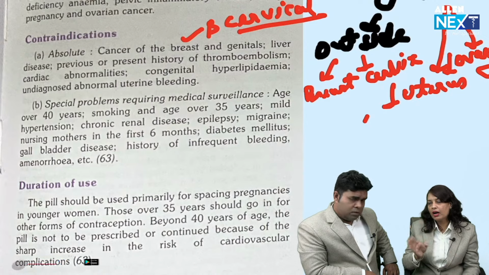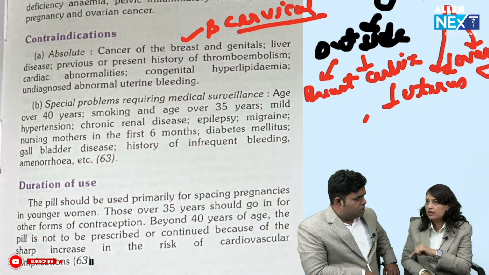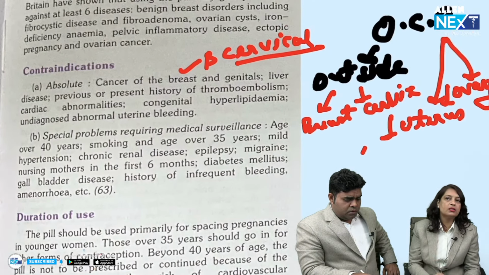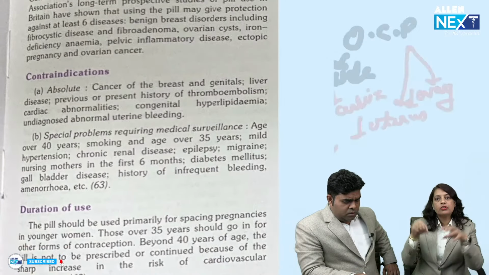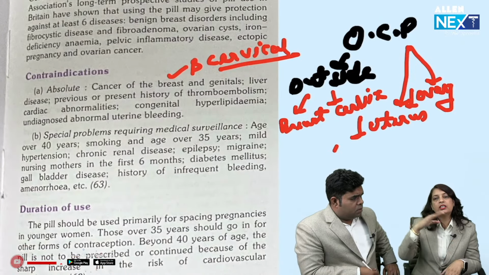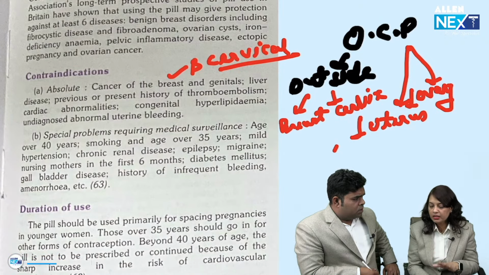I wanted to add on. Can OCPs be used in hirsutism cases or PCOD cases? Yes, because it increases the sex hormone binding globulin. So free testosterone gets bound, and hirsutism and other features of hyperandrogenism get protected.